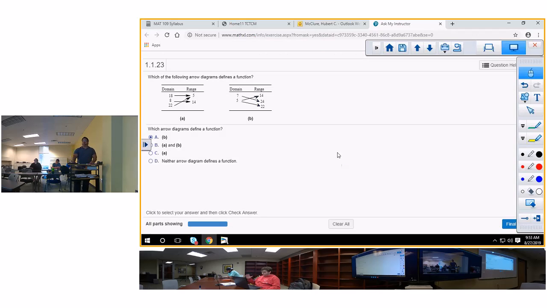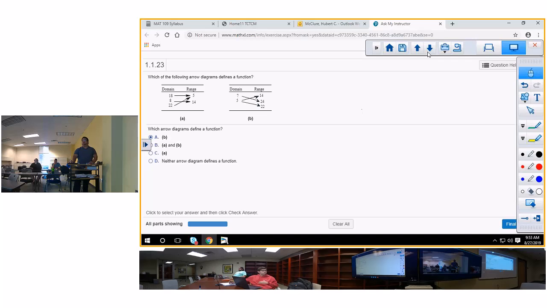First of all, is it a test question? No, I do not do these questions. I do not put these questions on a test. Why? Because this is the worst way in the world to explain functions. What is the best way to explain functions?